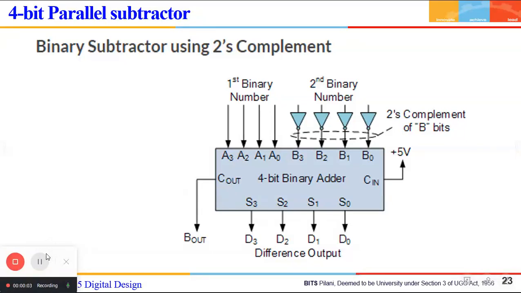Yesterday we just finished doing 2's complement subtraction, right? All of you know about 2's complement subtraction. You are done on problem also in 2's complement subtraction, okay? Now how do you implement it? Using a 4-bit binary parallel adder.